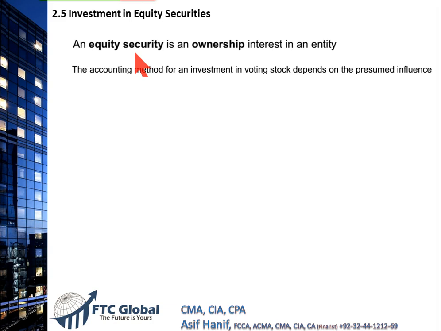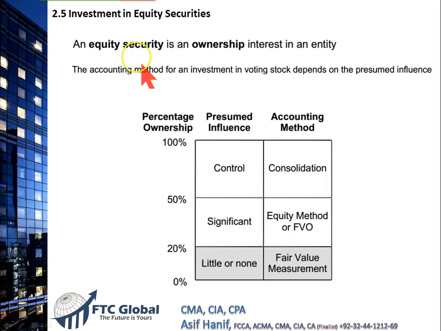How do we treat the investment in equity securities? The investment in equity securities depends upon the percentage of ownership. If you have investment between 0 to 20%, it means your presumed influence is little or none. So this is the way we use fair value measurement. That's the topic for today.